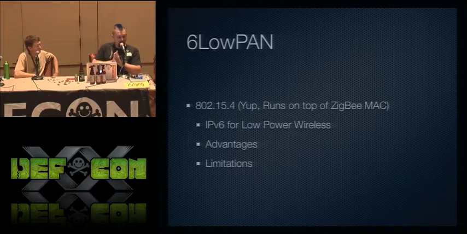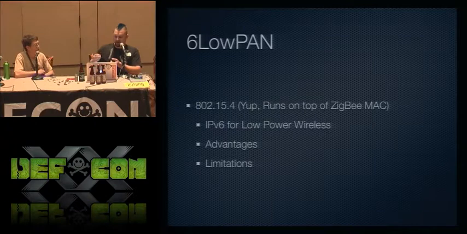So there are several things with sensor networks. First off, Zigbee is a sensor network protocol that is designed for small sensor networks. They mesh. Well, there's also another protocol called 6LoWPAN, and 6LoWPAN is basically IPv6 for sensor networks.